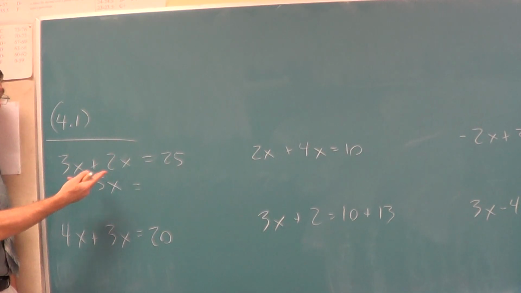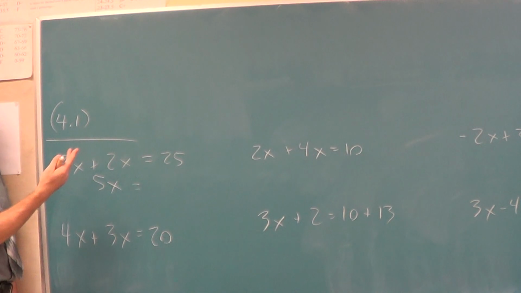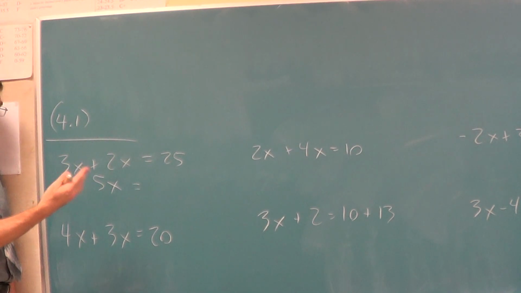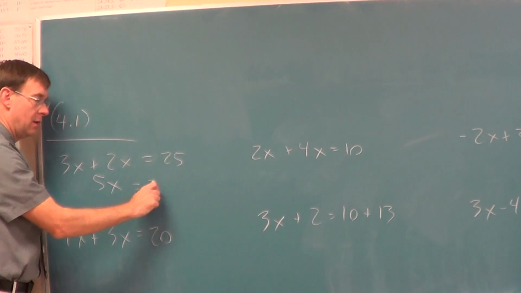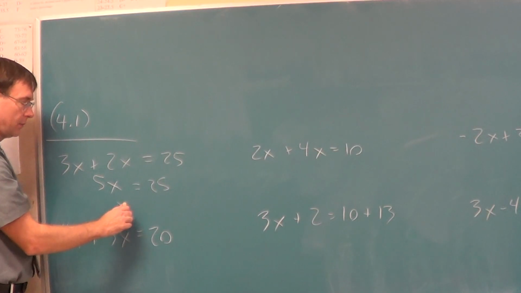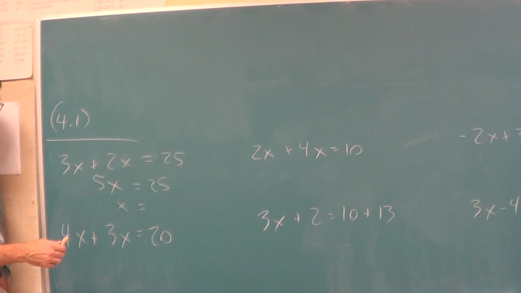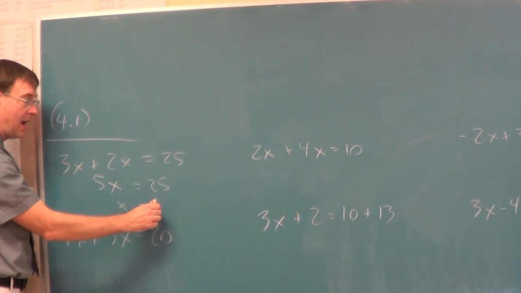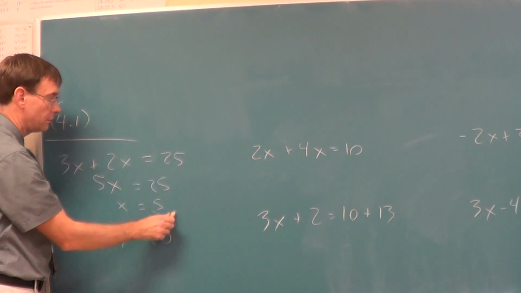Adding two positives makes a positive, and you add. So 5x equals 25. And then how would you solve that? Start doing opposite. Divide by 5, you'd get 5.